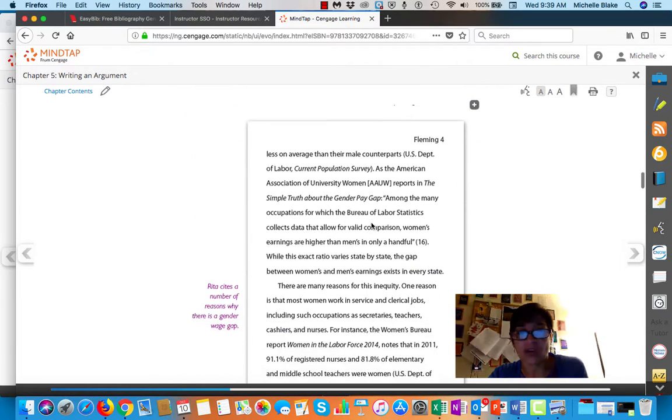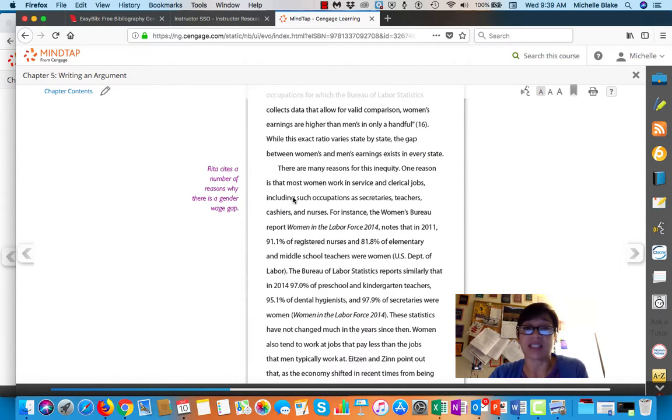And then she gets into her own arguments. So those were the counter arguments. But again, the topic sentence, the first sentence of every paragraph, is her point. "There are many reasons for this inequity. One reason is that most women work in service and clerical jobs." So again, that's her analytical point, and she does the same with others as well. So make sure that your topic sentences are not evidence, but that they're either your arguments, your reasons, your analytical points, or counter arguments. And then you back those up with the sources.